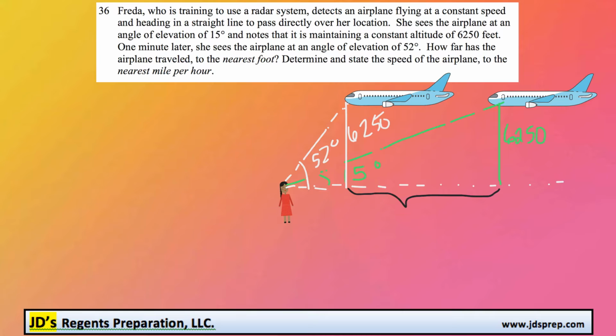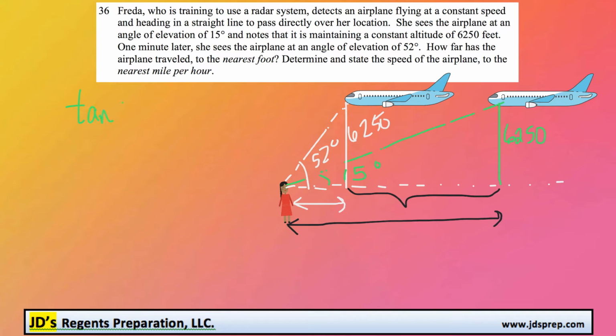Now the strategy we're going to use is that we're going to find this total distance from here to here, and we can do that by using the green triangle I drew, and then we're going to subtract the distance from here to here, which we can find using that white triangle I drew. And we can do this using a trig ratio, specifically the tangent ratio, because we're dealing with opposite and adjacent sides to the angle that is given.